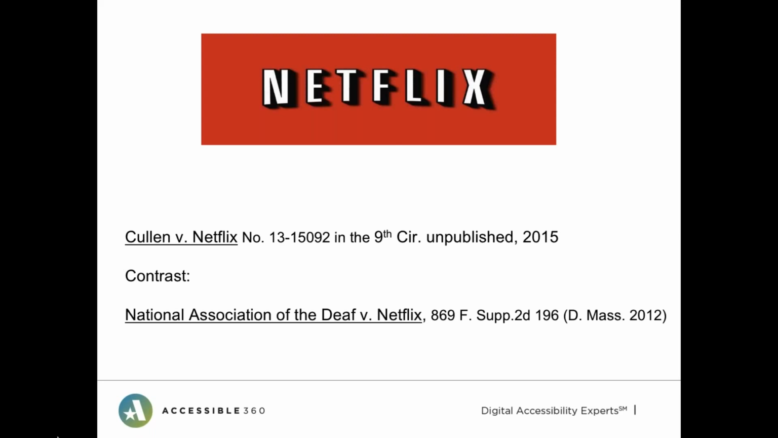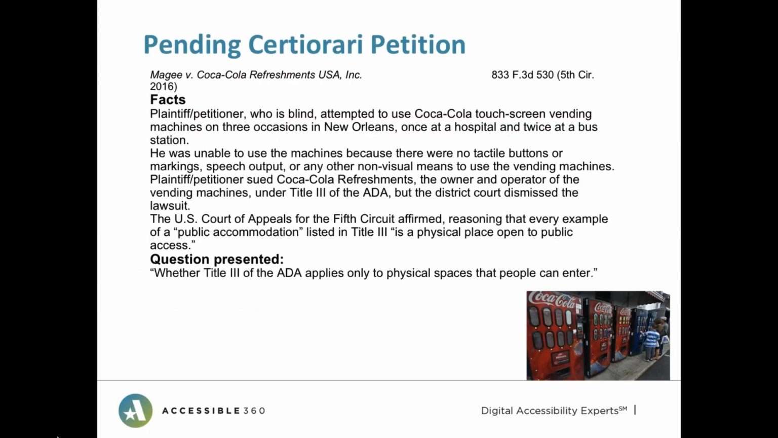I don't think that's really where your primary concern is today, but I'm just making an assumption. The thing to remember about this overall is that there's a lot of things happening on this topic. Interestingly enough, there's this very, very current certiorari petition, and these are petitions that are brought in front of the United States Supreme Court. Coca-Cola has a vending machine that looks like the one pictured down in the bottom right.